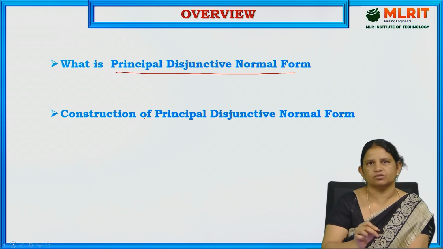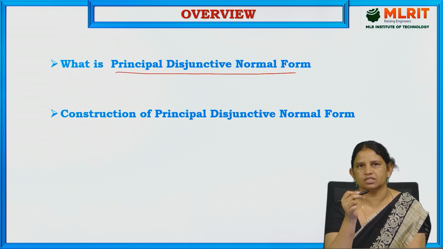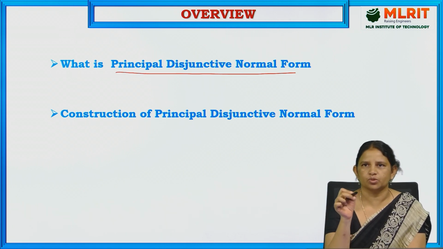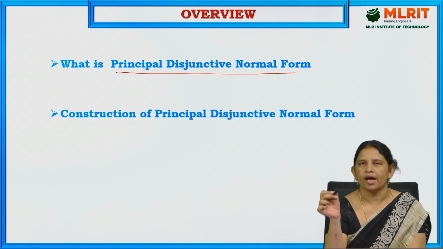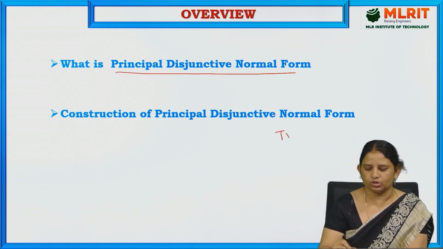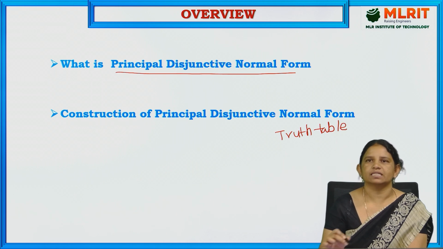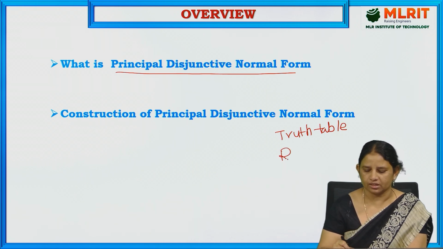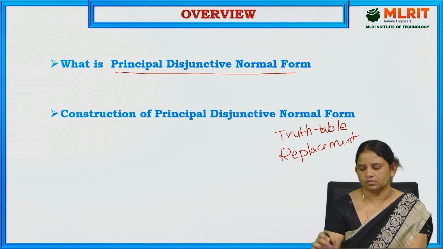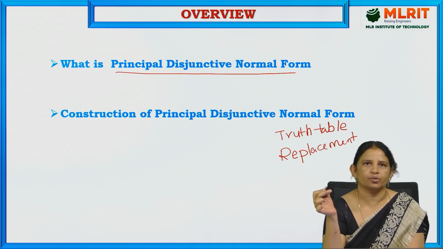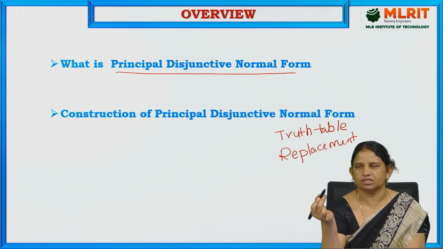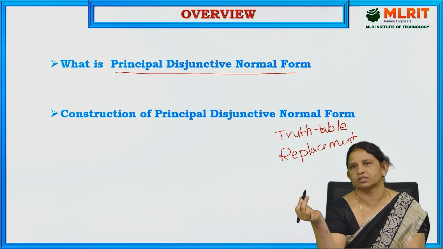And in this video, we are going to discuss what is principal disjunctive normal form and how to construct it. There are two methods to find the principal disjunctive normal form. One is called the truth table method, and the second one is called the replacement method. In the truth table method, we construct the truth table by applying the connectives like conjunction, disjunction, conditional, biconditional and negation.